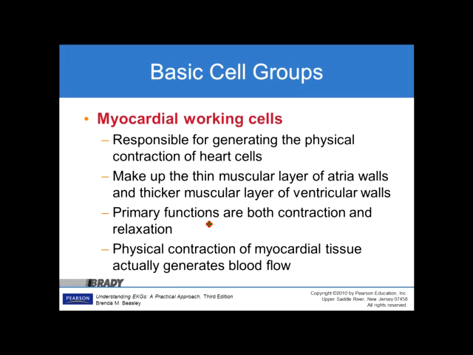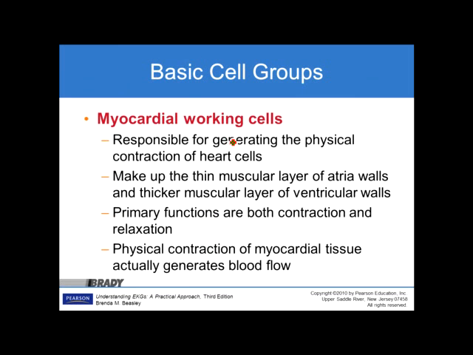First thing we're going to talk about here is basic cell groups. You have myocardial working cells, and they're responsible for generating the physical contraction of the heart cells. So whenever we talk about myocardial working cells, the actual contraction itself, these are done by the myocardial working cells. They make up a thin muscular layer of the atrial walls and the thick muscular layer of the ventricular walls. Primary functions are both contraction and relaxation.